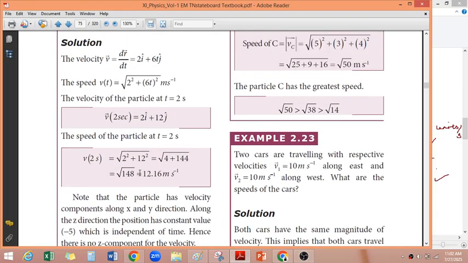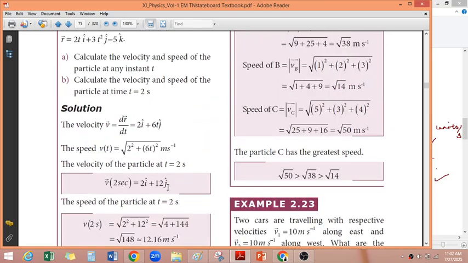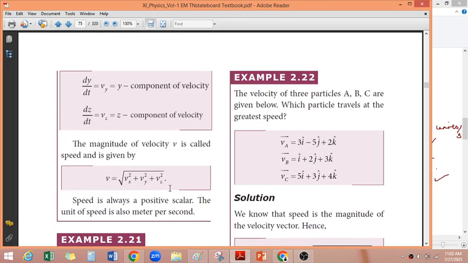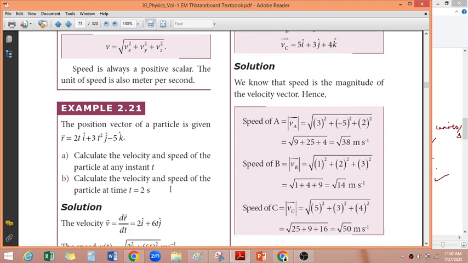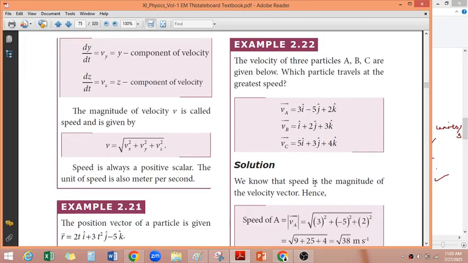Yeah, root of 148 is what we got. Okay, I think it's already time. So maybe you can try these examples.